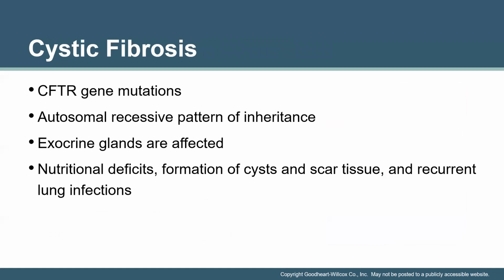When we talk about cystic fibrosis, this is one of the most common inherited diseases, usually caused by a gene mutation. It's a recessive pattern of inheritance. It's more common in boys. We have exocrine glands that become affected by this genetic mutation, and it will result in nutritional deficits, the formation of cysts and scar tissue, and recurrent lung infections.